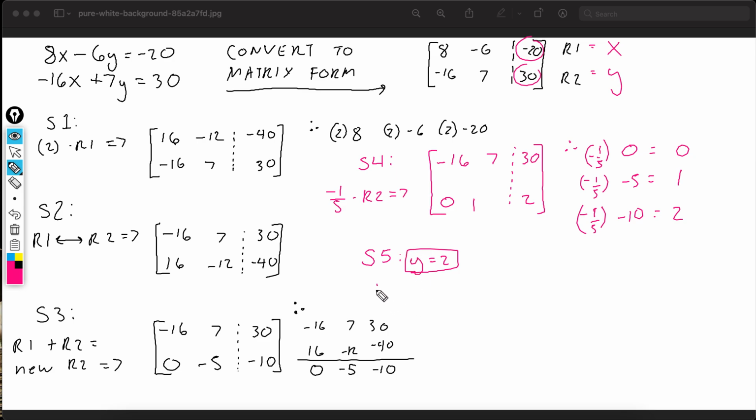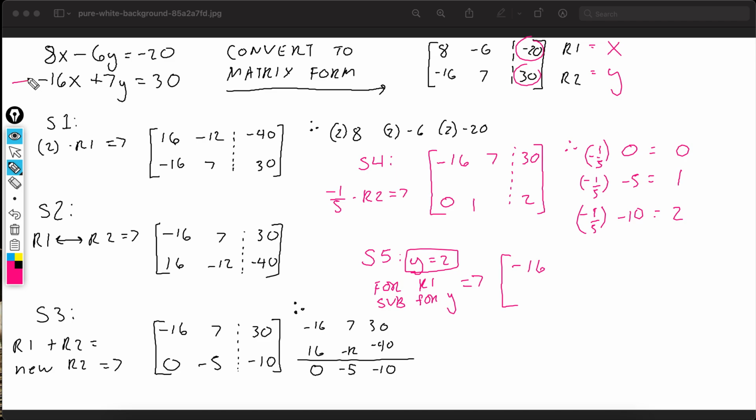Now, for row 1, substitute for y. What does that mean? If we go to our original equation right here, since this is technically the top, the negative 16, 7, 30 is this, back in step 4. So what is next to 7 in this equation? Y. What did we say that y equals? 2. So what's 2 times 7? 14, correct.